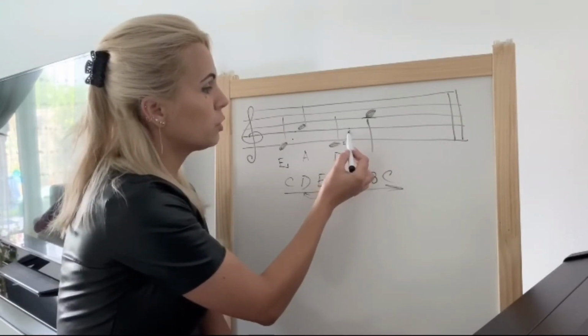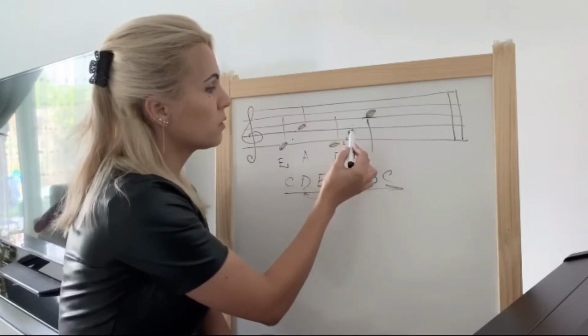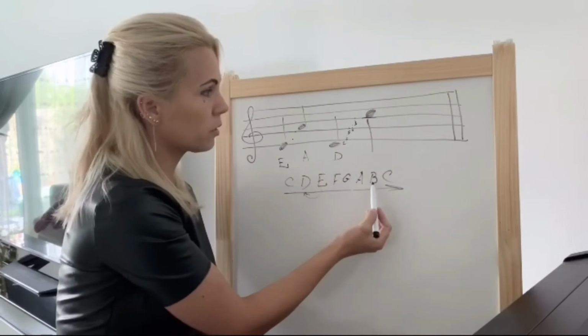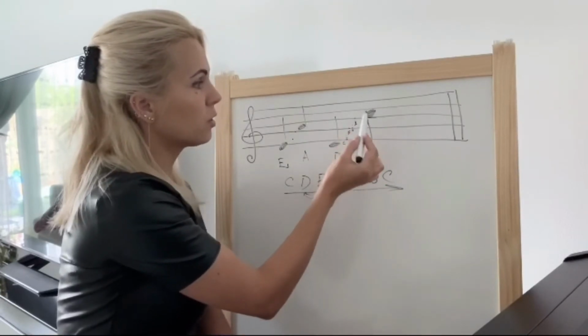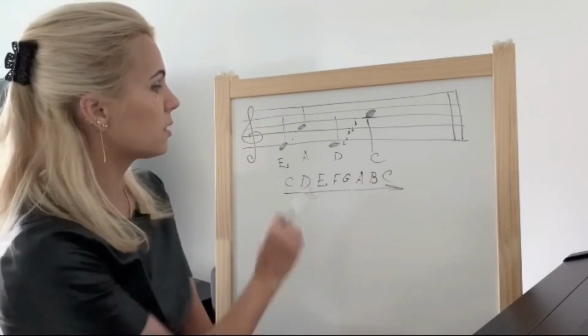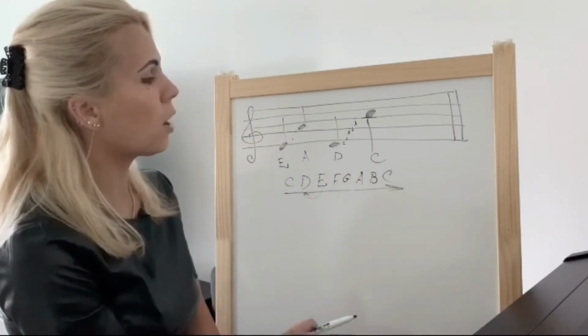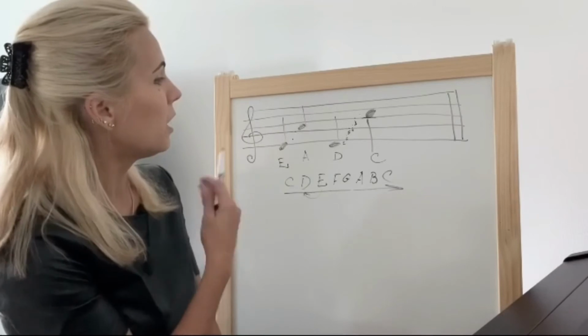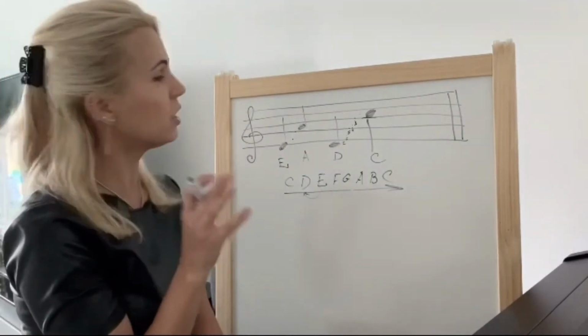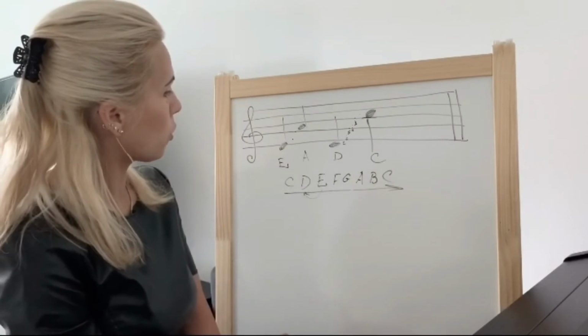Second line it will be G. Second space will be A. Third line will be B. I'm following this order right now. And third space will be C. Here you go. So those are your notes D and C. This is how you can count and how you can recognize what notes are written in your music sheet if there is any space between your notes.